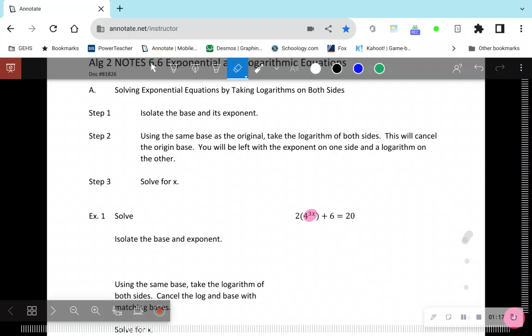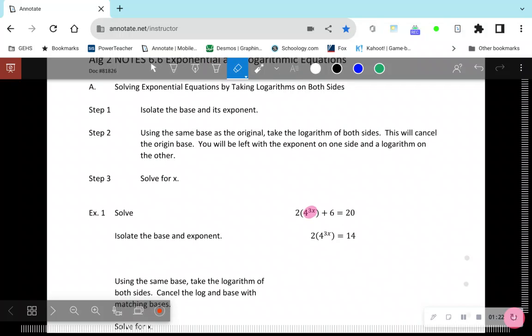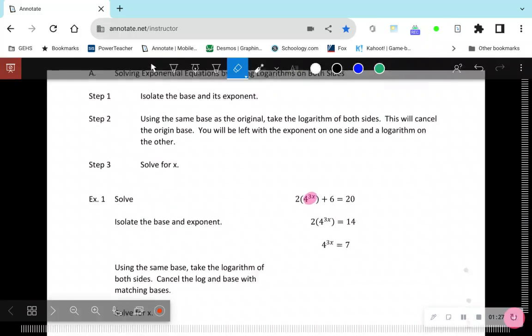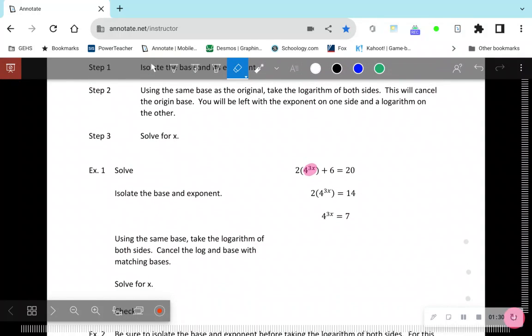When you're solving, you go backwards on the order of operations. So first we'll subtract 6 from both sides. And then we'll clear that times 2 by dividing both sides by 2. Okay, now at this stage, you're going to try to get rid of that base of 4. And once you get the base and exponent by itself, you always take the logarithm using the same base that's already in the problem. So logarithm base 4 is how you get rid of this. And that has to be done on both sides.